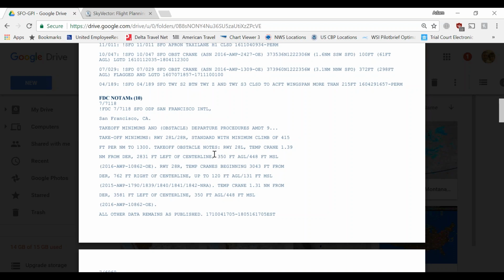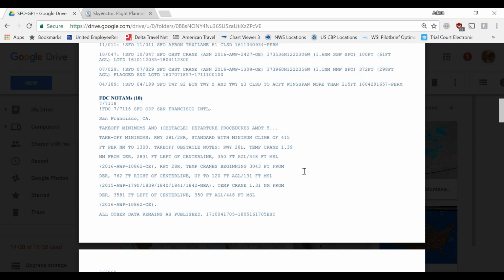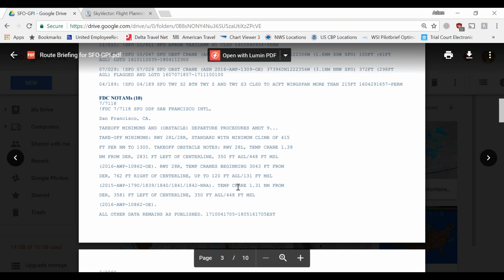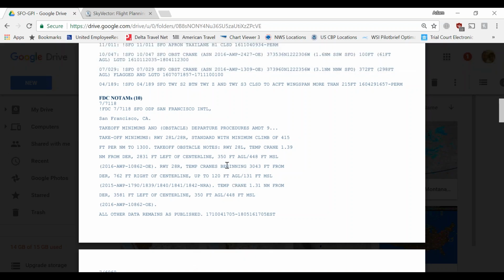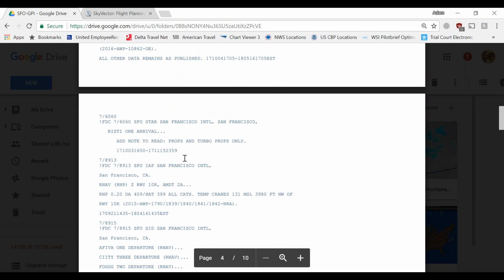So anything of concern with this FTC NOTAM? Takeoff minimums from runway 28 left and 28 right. Standard, medium climbs. So are we going to be concerned with takeoff minimums as far as today's weather is concerned? No. Seems pretty standard. That one's an arrival.